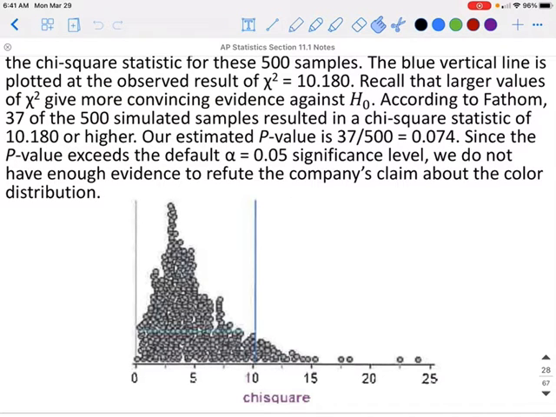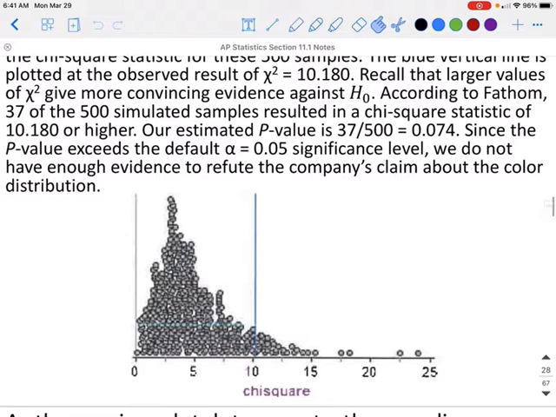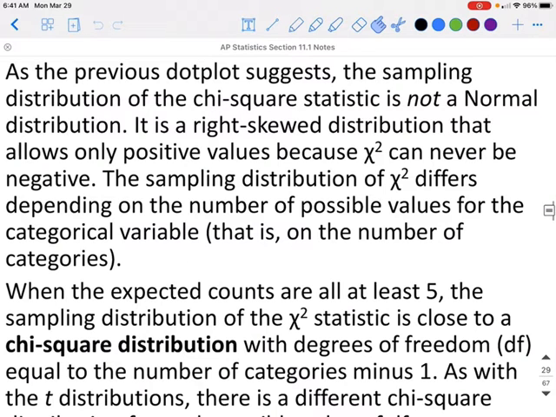Since this p-value exceeds the default alpha equals 0.05 significance level, we do not have enough evidence to refute the company's claim about the color distribution. As the previous dot plot suggests, the sampling distribution of the chi-square statistic is not a normal distribution. It is a right-skewed distribution that allows only positive values because chi-square can never be negative.